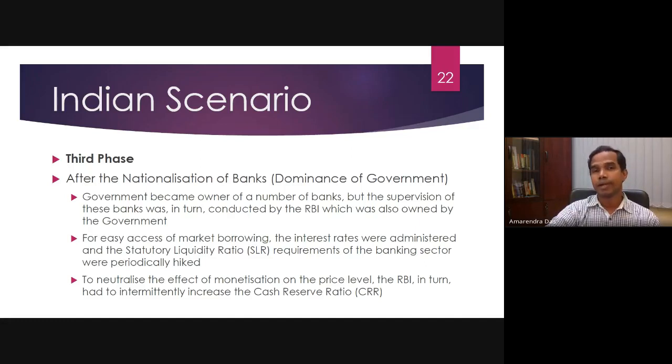As a result, due to high SLR and high CRR, the banks' profitability was severely impaired. It is because of the dominance of the government in both: the government owned the banks, and the government also owned the regulator, that is the Reserve Bank. So there is too much government dominance during this third phase.